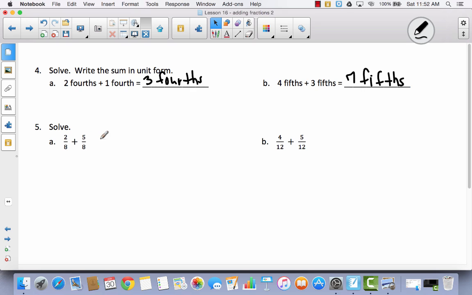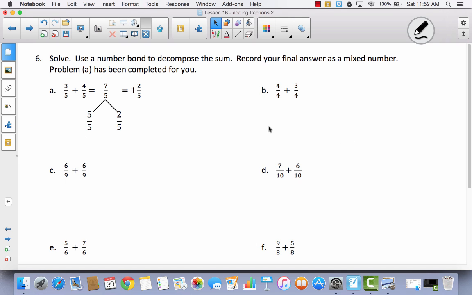2/8 plus 5/8 is equal to 7/8. 4/12 plus 5/12 is equal to 9/12. So adding is just like the subtracting. All right, now we're going to do the exact same thing that we just did in the front when we were doing subtraction.